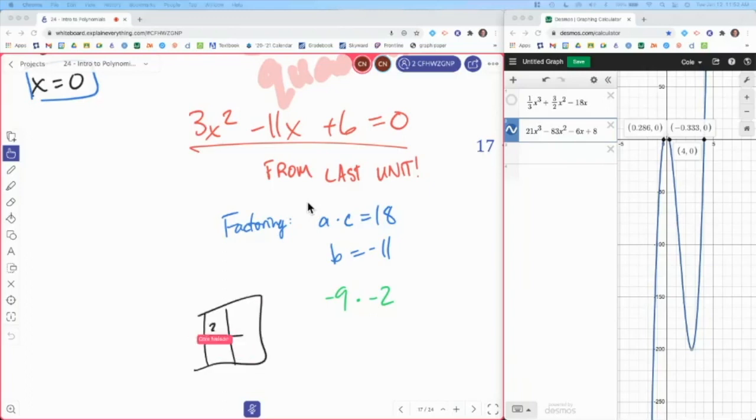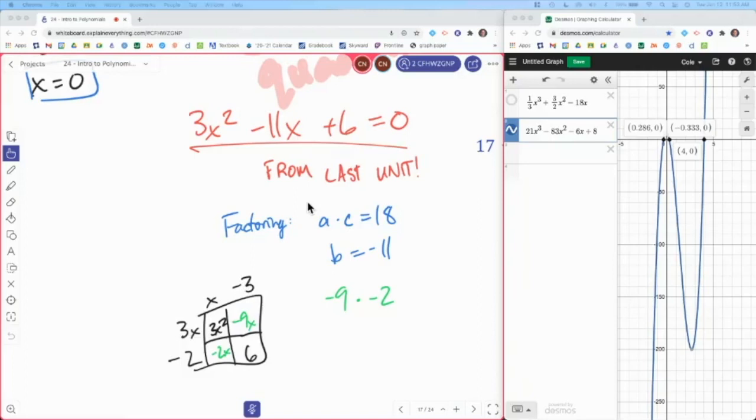So box method, we're going to use 3x squared here. We're going to put 6 here. We're going to put negative 9x here, and we're going to put negative 2x here. So what's common between these terms? I've got to have a negative 2 here. That makes a negative 3 here. That makes me put a 3x here and an x. I know I'm going quickly, but that's because this is review. This is what we did last unit.